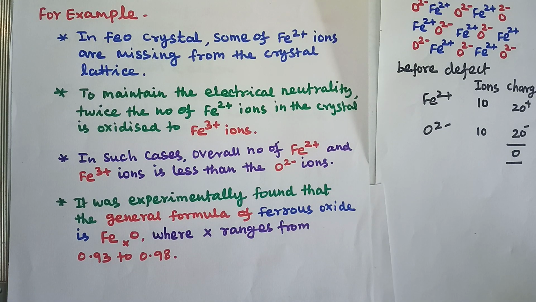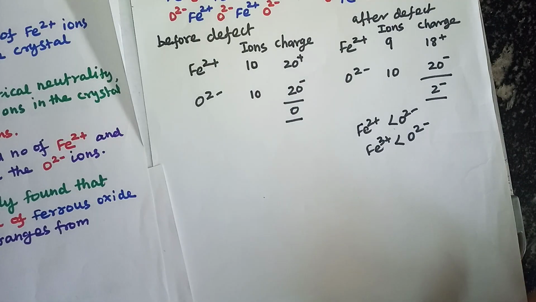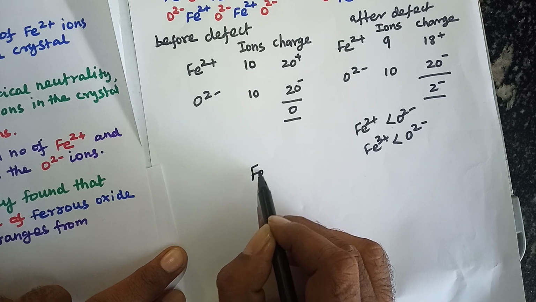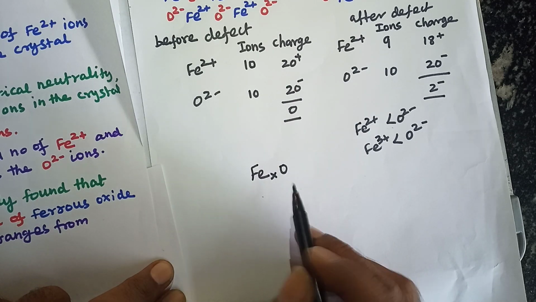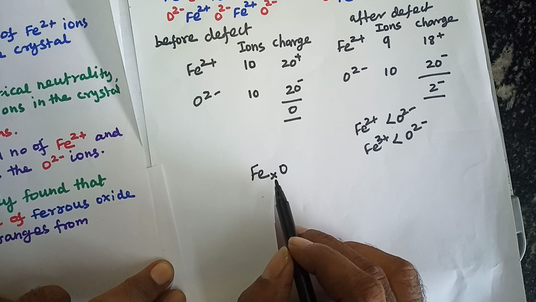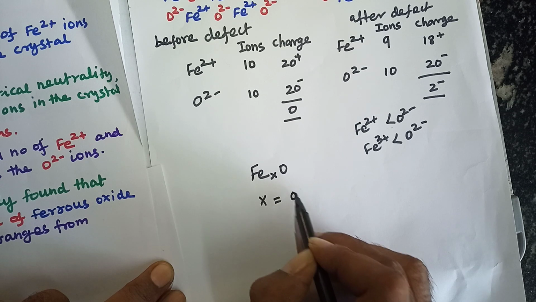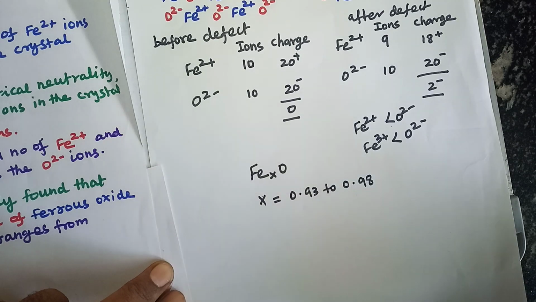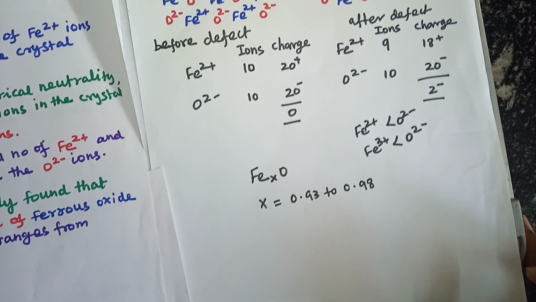It was experimentally found that the general formula of ferrous oxide after the defect is FexO, where x ranges from 0.93 to 0.98. So this is the metal deficiency defect.